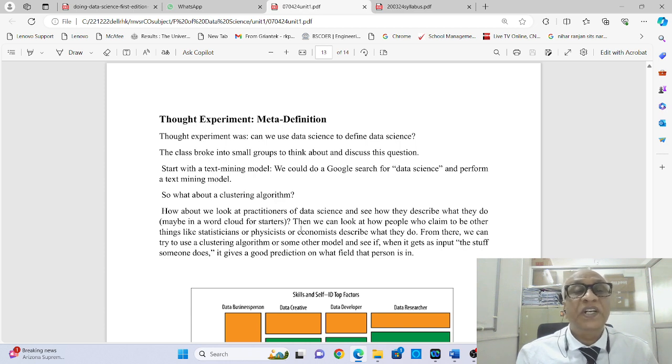For the thought experiment, they divided the class into groups and let them think over and discuss the following points. First was a text mining model: to define data science, use a text mining model. How? The group was asked to Google search for data science, and whatever terms, words, sentences were derived, perform a text mining model. The teams were also requested to perform clustering. So, clustering, we know, is grouping, a kind of segregation, right?